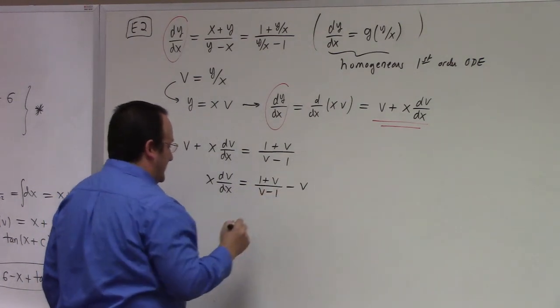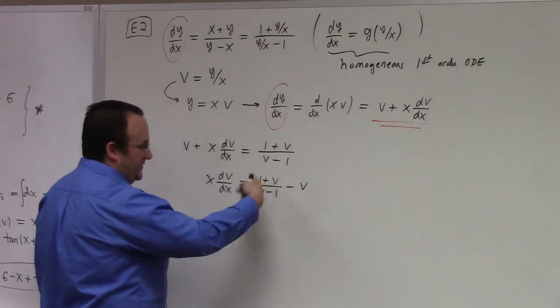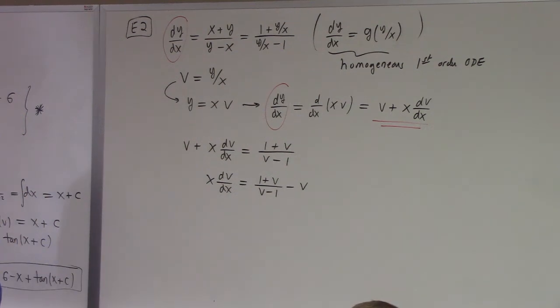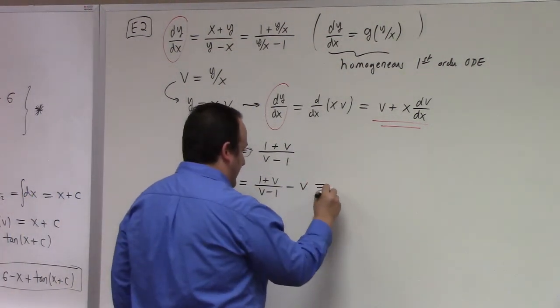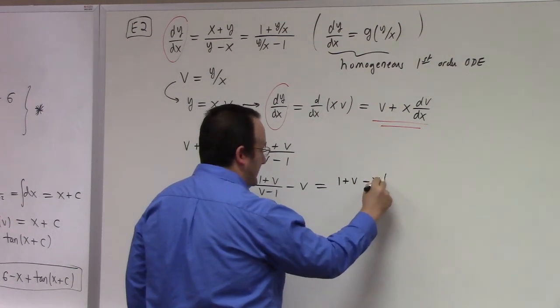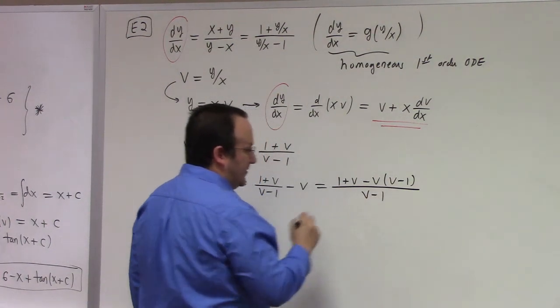You know what that means? Well, it might mean partial fractions. I'm not sure. We'll see what happens. But all right, this is going to be nicer if we can rewrite it as a fraction. So we make a common denominator there, right? How to rewrite this as a single fraction? This is 1 plus v minus v times (v minus 1), all divided by v minus 1. Am I right?